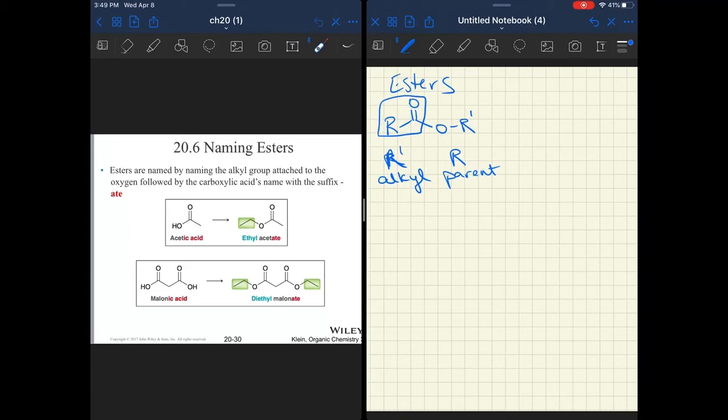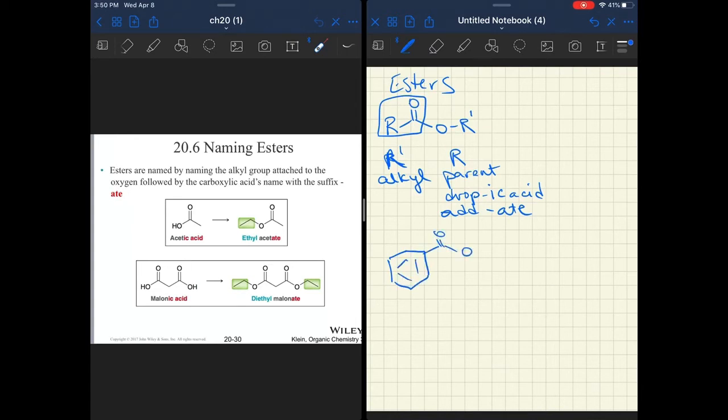So how are we going to handle the parent? You are going to drop ic acid, and you are going to add ATE. All right, so over here we have acetic acid, right? It doesn't matter which way it's pointing. The carbonyl side is the parent. So 2 carbons is acetic acid. So that becomes acetate. And then the OR group, you have a 2-carbon piece. That's ethyl acetate.